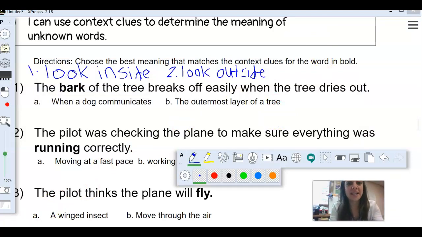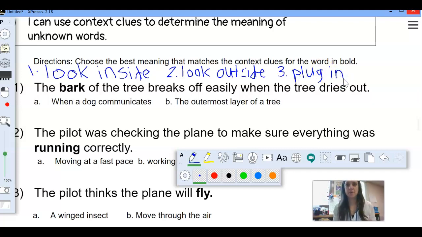We are going to look inside of the word. We're going to look outside. And then we are going to plug in. Plug in means that we're going to plug in a word or a phrase that makes sense. Okay, so our directions are choose the best meaning that matches the context clues for the word in bold. Here's our word in bold.